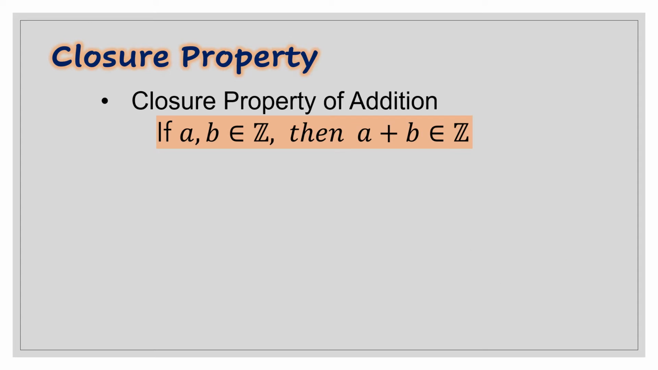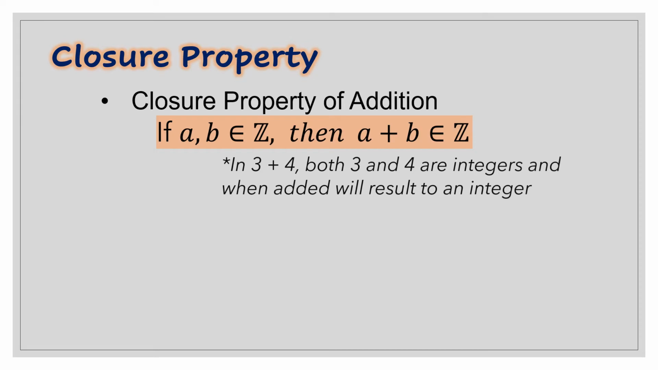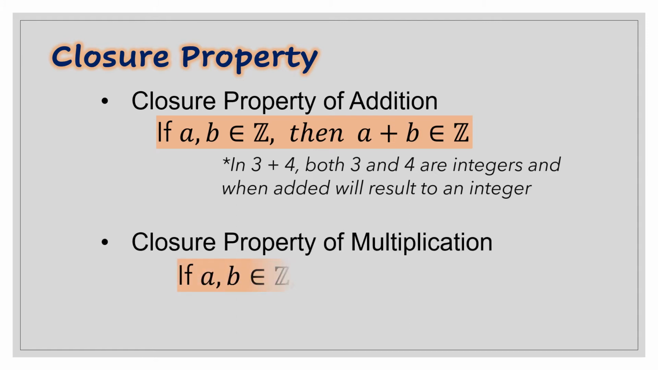Okay, ang sinasabi sa closure property, kung meron kang dalawang integer at ipinag-add mo silang dalawa, ang resulta nito ay bahagi pa rin ng set of integers. So just like that. So kung meron kang 3 plus 4, both 3 and 4 are integers, and when added will result to an integer. Kasi 3 plus 4 is 7. Obviously 7 is an integer.